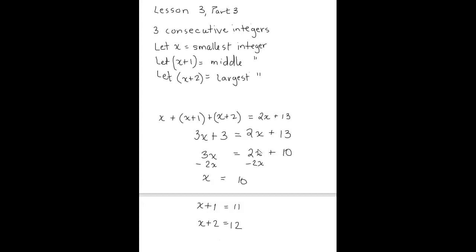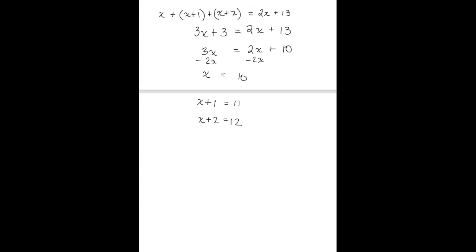Now, we would go ahead and check this, and then I'm going to show you another way we could have set this up. All right, so I'm looking for 10 plus 11 plus 12 to equal 2 times 10 plus 13. And this does in fact become 33. And this 20 plus 13 also gives me 33. So that checks out. That is the correct answer.